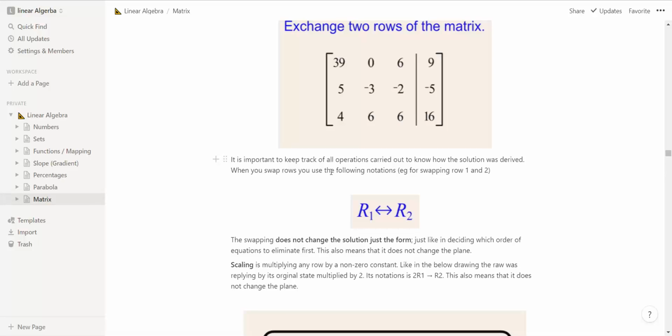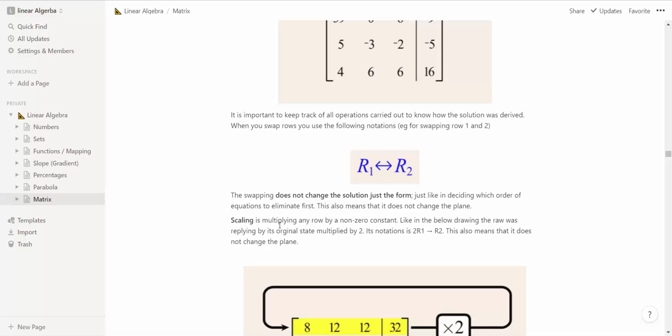When you swap rows, you use the following notations. Swapping does not change the solution, just the form. Just like in deciding which order of equations to eliminate first, this also means that it does not change the plane.